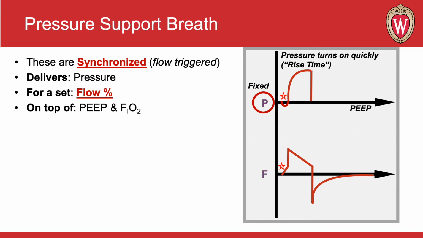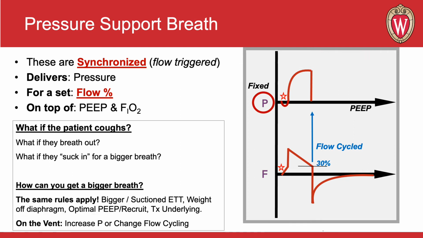Again, we're delivering pressure, the flow becomes variable, and what you see is that you get a decelerating flow pattern, and the vent tracks that flow pattern. It calls the peak flow 100%, or the maximum flow, and it watches it decelerate, and the moment it goes below 30% as a standard setting, the breath stops. That's called flow cycling. Cycling means how the breath turns off. And in this case, it turns off based on how much flow is there. And finally, it does that on PEEP and FiO2.